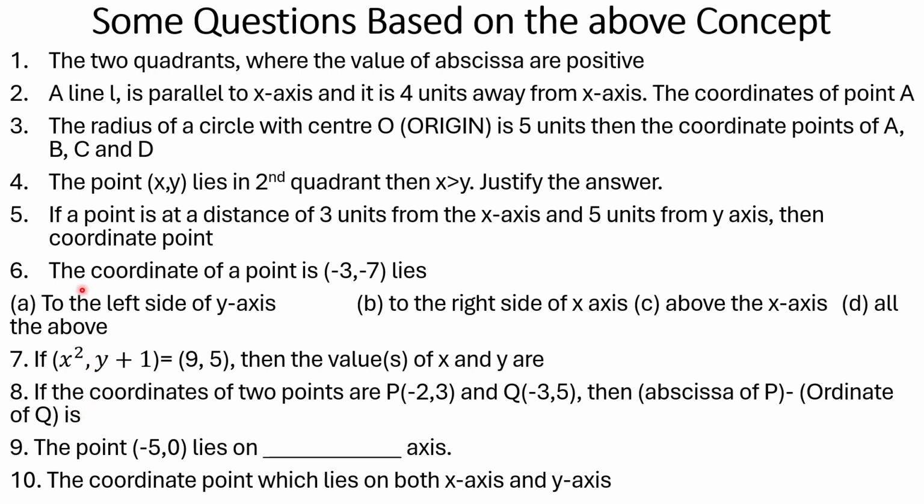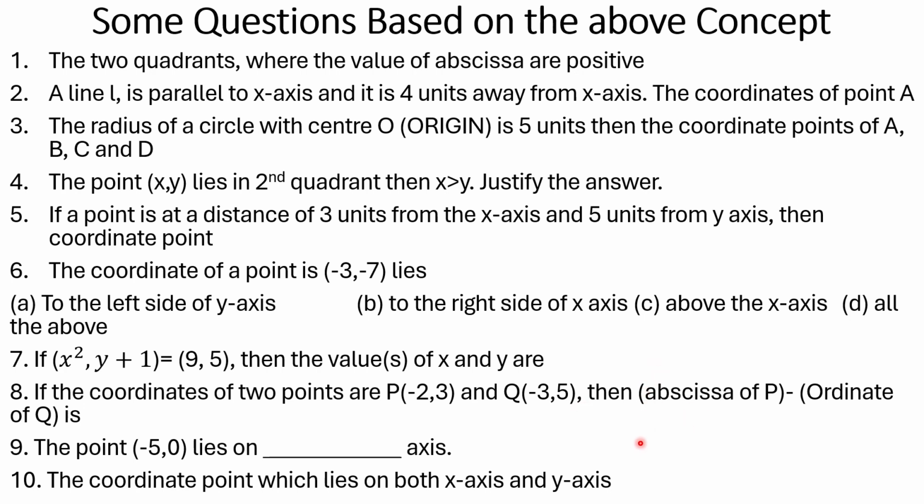x squared is equal to 9. What is the value of x? x is plus or minus 3. Similarly, y plus 1 is 5, so the value of y is 4. The value of x is either positive 3 or negative 3. The value of y is just 4. If the coordinates of 2 points are P is negative 2, 3, and Q is negative 3, 5, then we are asking you the calculation here.